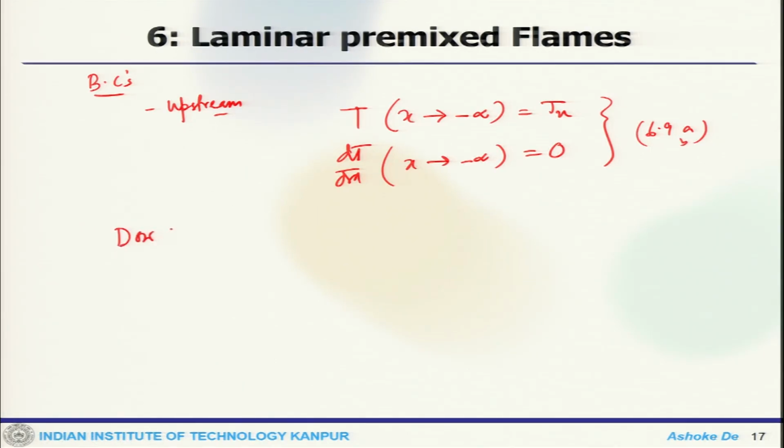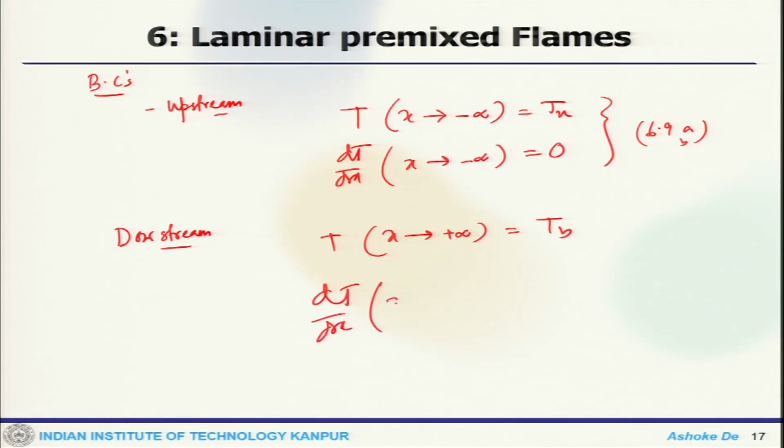Now, downstream at the product side, as x tends to plus infinity, T equals T burnt, and dT by dx as x tends to positive infinity is 0. So, 6.9 c to d. So, this is the situation.